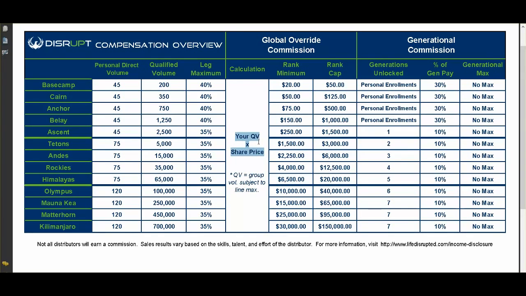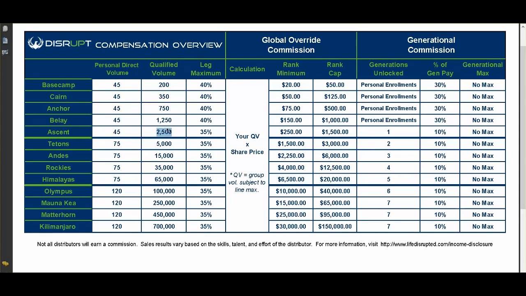So here's the good news. Just like we mentioned in the presentation video, every single sale matters. Because take a look at Belay and Ascent, over here on the left. To qualify for Belay, you need a minimum of 1,250 in volume. So let's say you finished the month at 1,250. You're just barely qualified for Belay, all right? But somebody else generated 2,300 in volume. They're almost to Ascent, but not quite, right?